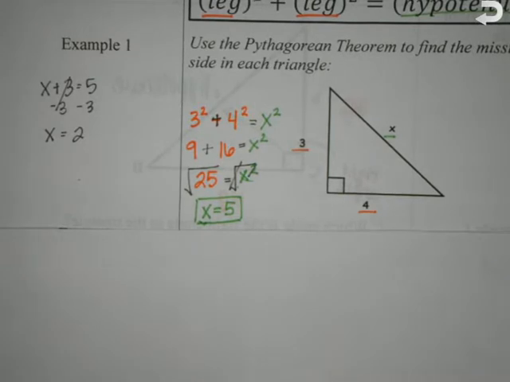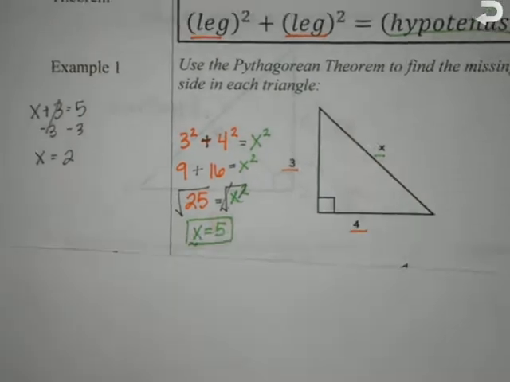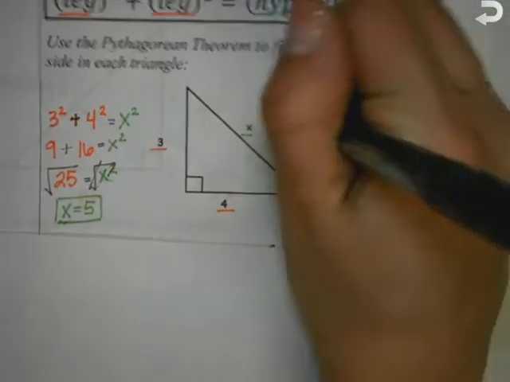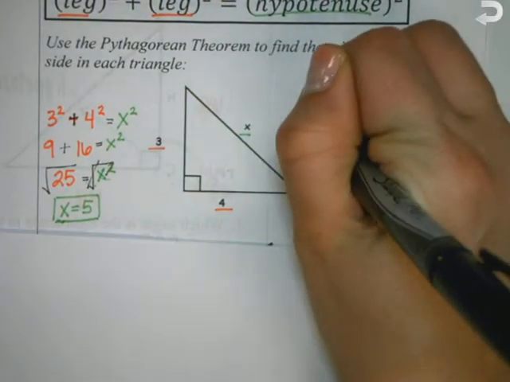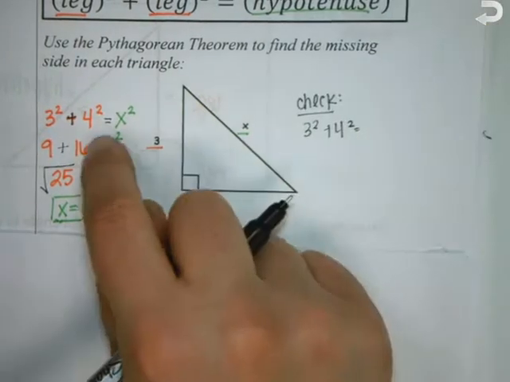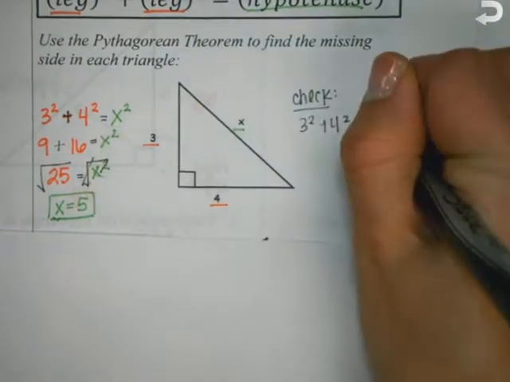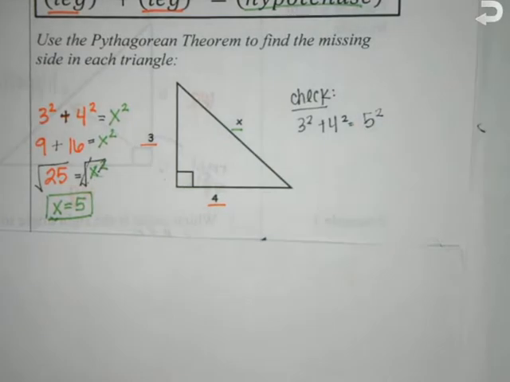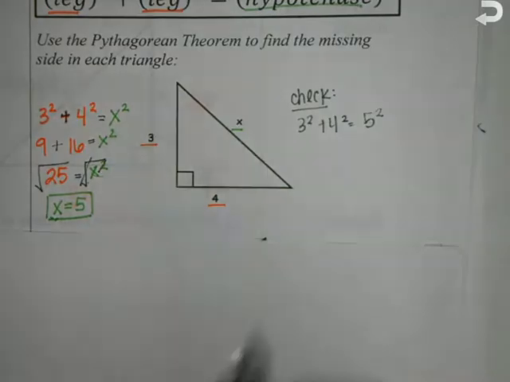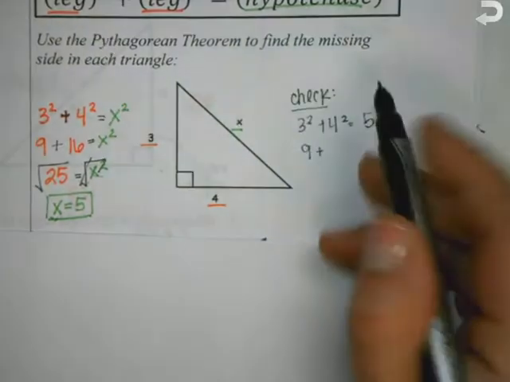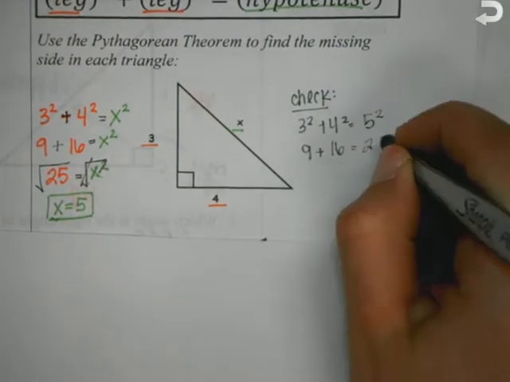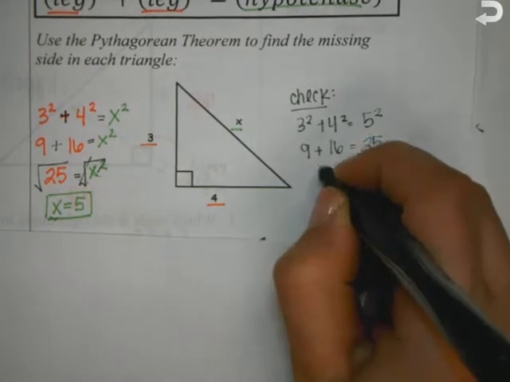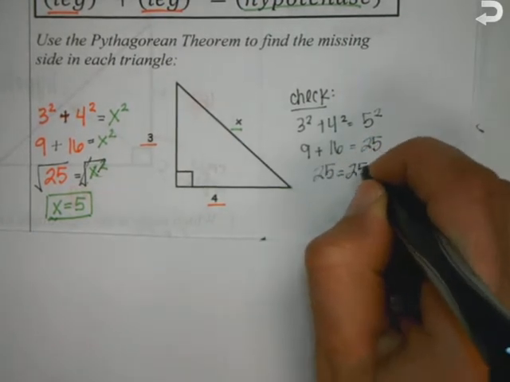So let's plug everything back in and see what we get. I'm going to write check right here. We had 3 squared plus 4 squared equals, what did we find out x was? 5. So it would be equals 5 squared, right? 3 squared was 9 plus 4 squared was 16 equals 5 squared, which is 25. 9 plus 16 is 25, so 25 equals 25. Is that true? Yes, so it was the right answer.